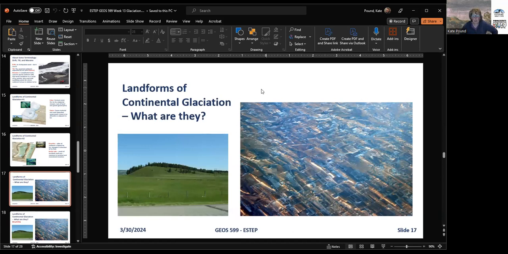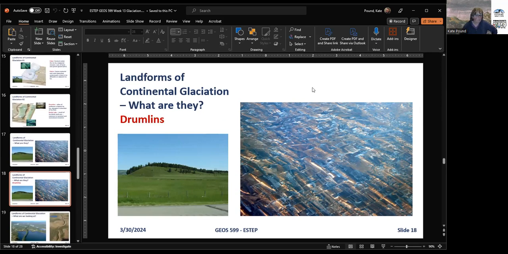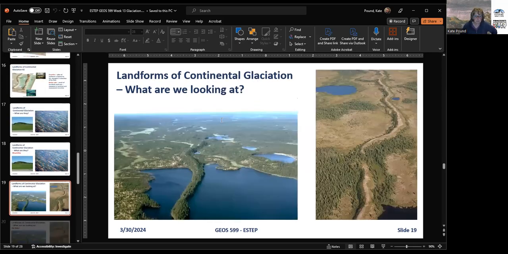Okay, let's take a look at a couple of examples. So you can pause the video here, look at the feature here, and here's an aerial view. There's some quite elongate features here. They're a little bit hard to pick out. What do you think they are? These are drumlins, and there are several drumlin fields. That's when there's a whole bunch of drumlins relatively close together in Minnesota.